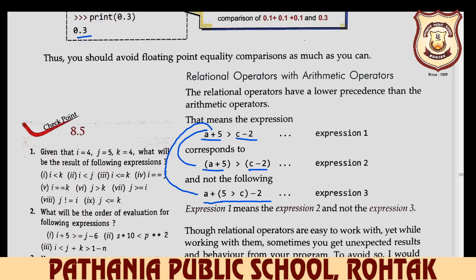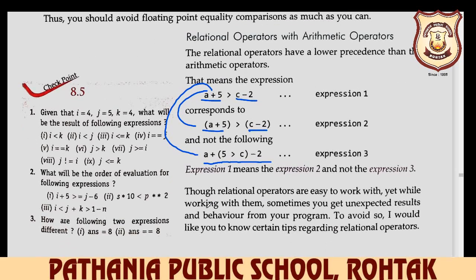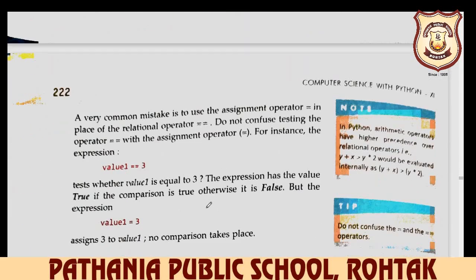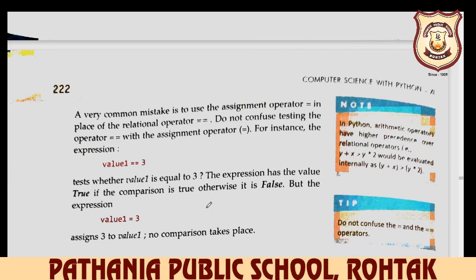Though relational operators are easy to work with, while working with them you sometimes get unexpected results and behavior from your program. To avoid this, I would like you to know certain tips regarding relational operators. A very common mistake is to use the assignment operator in place of the relational operator. You do this error: instead of the double equal sign, your relational or comparison operator, you just write a single equal sign, so it displays an error. Do not confuse them. This double equal means your comparison operator, your relational operator, and this single equal is your assignment operator.